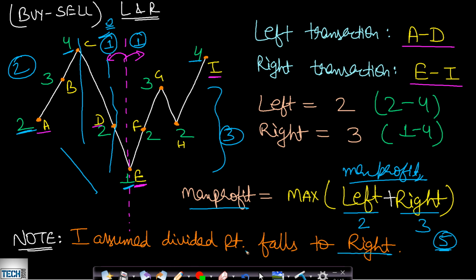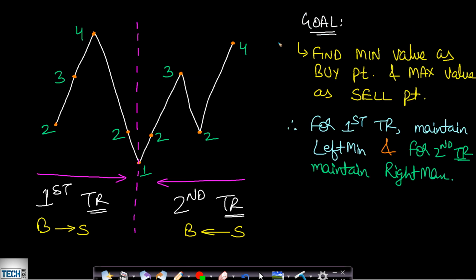Okay, so I hope you understood this point. Now a very common logic which will be our goal in order to solve this problem is we need to find the minimum value as the buying point and the maximum value as the selling point, because we want to make the maximum profit. Therefore we will obviously find the minimum value for buying and we will find the maximum value point for selling. This is our entire goal.